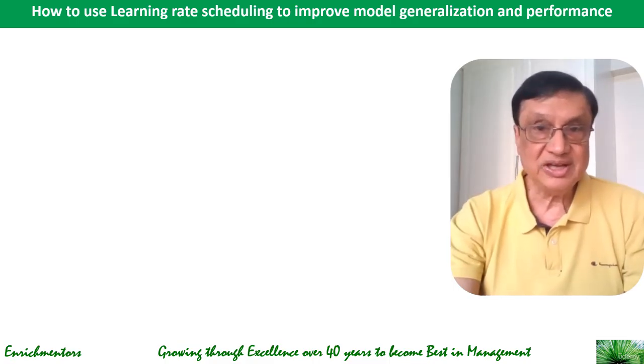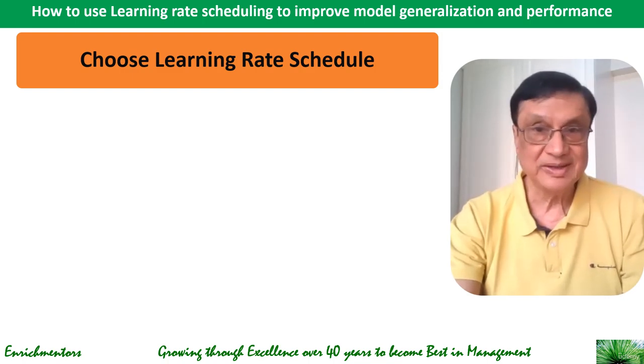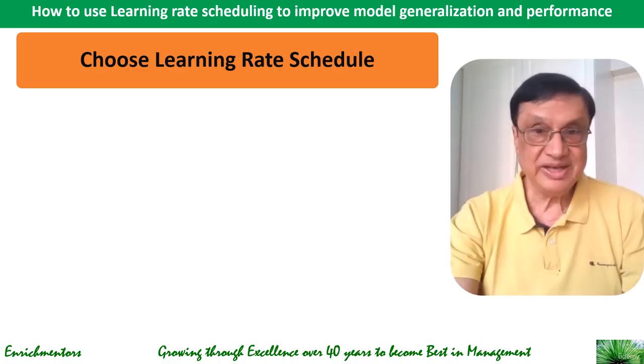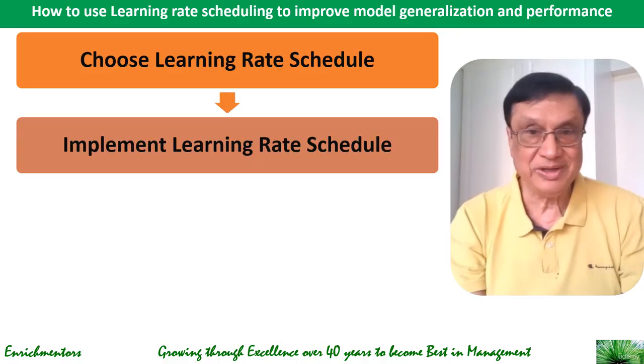So again, choose a learning rate schedule. Select a learning rate schedule or strategy that best suits your problem and model architecture. Common learning rate schedules include fixed schedules, step decay schedules, exponential decay schedules, and adaptive schedules, such as cyclical learning rates. Then you implement the chosen learning rate schedule in your training pipeline.